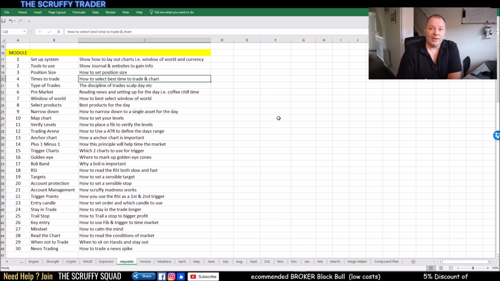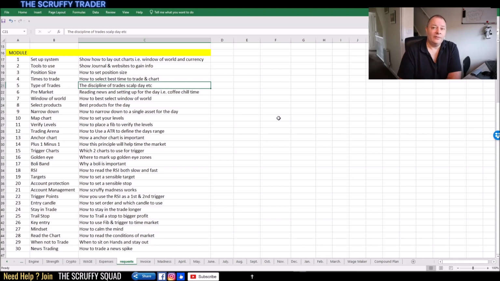Then it's the time that you have to trade. Now you can day trade any time within a 24-hour period. Doesn't matter. But that period depends on your lifestyle. And in this module, we will go through good times to trade and decent products to look at within that time frame if you are day trading.